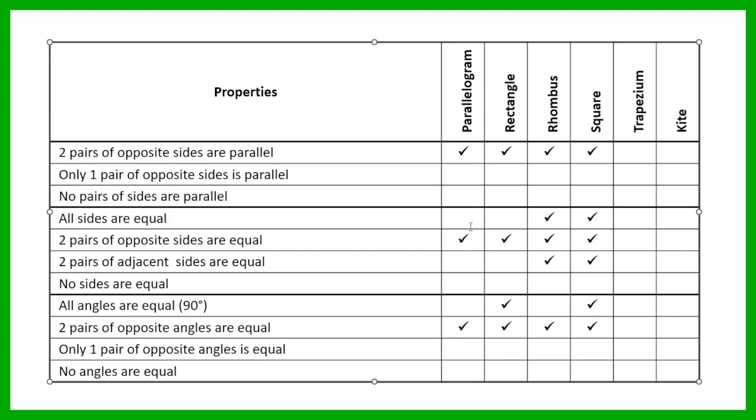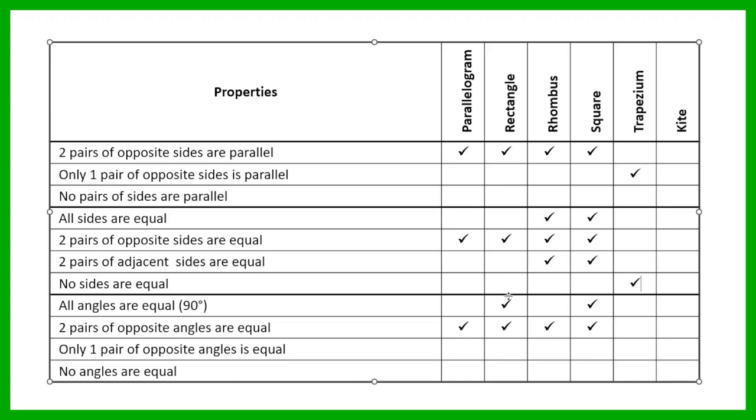In fact, for the trapezium, we can only say that it has one pair of opposite sides parallel to each other. In terms of the lengths of the sides, some trapeziums might have some sides that are equal to each other, but that is not one of their characteristics. It's not one of their properties. A trapezium doesn't have to have equal sides in order for it to be a trapezium.